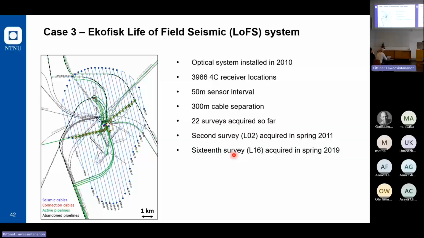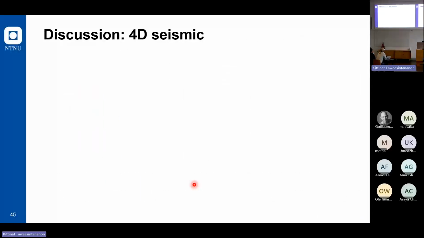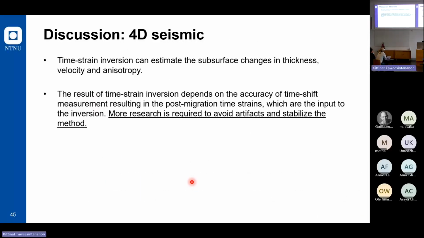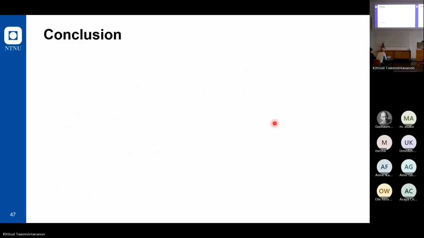I may skip the third case, but this is in the thesis, about the field study, which I think agrees with the well data. And for the seismic time strain inversion, it can estimate the subsurface change in the thickness, and I developed the technique called 4D seismic time strain inversion, but more research is still required to avoid artifacts and stabilize the method.